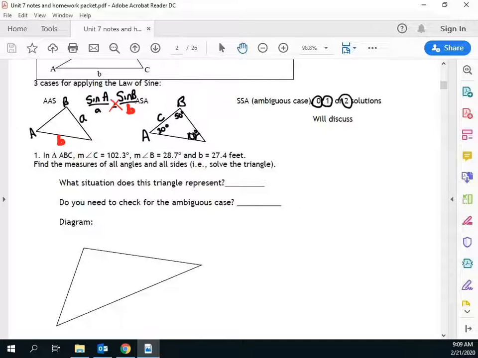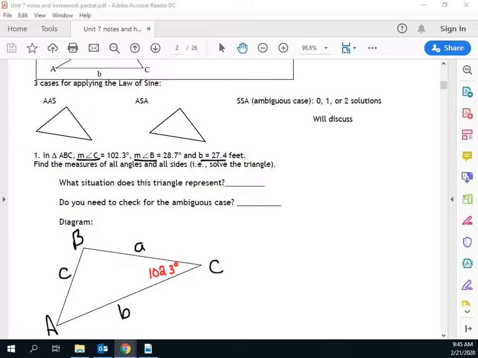Alright. I need you to draw a triangle that's oblique. So angle C is 102.3, and then angle B is 28.7. And so from here, well, we could figure out the other missing angle, right? Because what we need to find is, well, here we go. What situation does this triangle represent? It is angle, side. Do you need to check for the ambiguous case? No, because it's not side, angle.